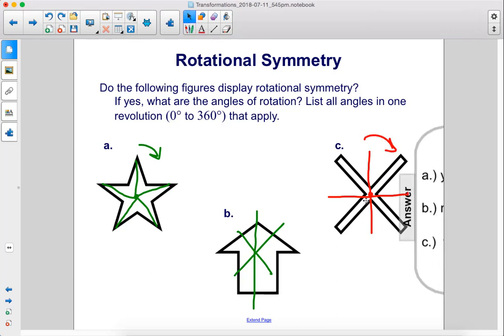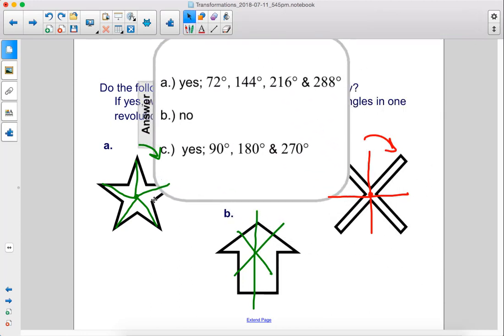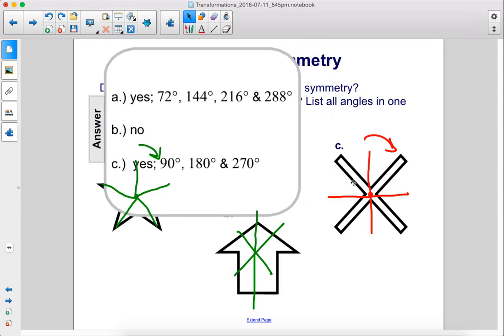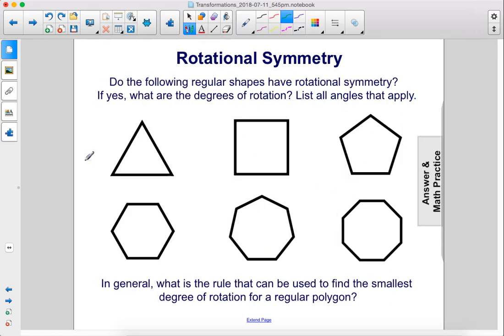So for the list of possible angles, a star would be 72 degrees, or twice that, 144, 216, multiples of 72. B, there's no rotational symmetry, and for this shape, you could rotate it 90 degrees, 180 degrees, and 270 degrees. Do the following regular shapes have rotational symmetry? If yes, what are the degrees of rotation? List all angles that apply.